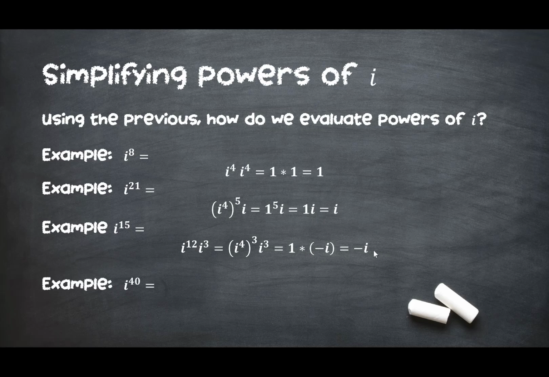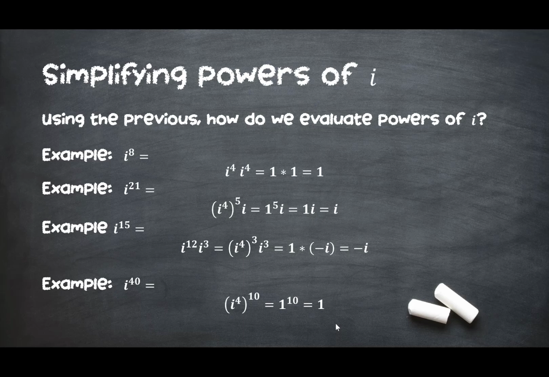Then for our last example, we have i to the 40th. Well, i to the 40th, hopefully we can see, is nothing more than i to the fourth raised to the 10th power, because I multiply these exponents here. i to the fourth is 1, so 1 to the 10th, so i to the 40th is just 1. So that is our last section in chapter 10, everything you wanted to know about complex numbers.